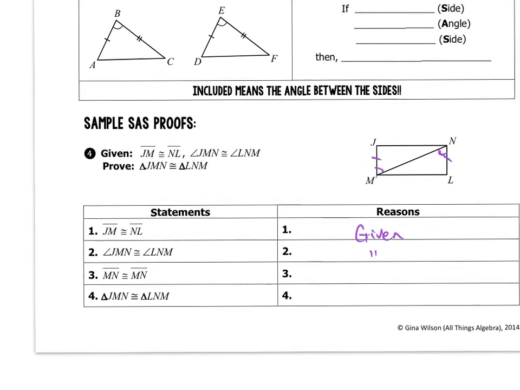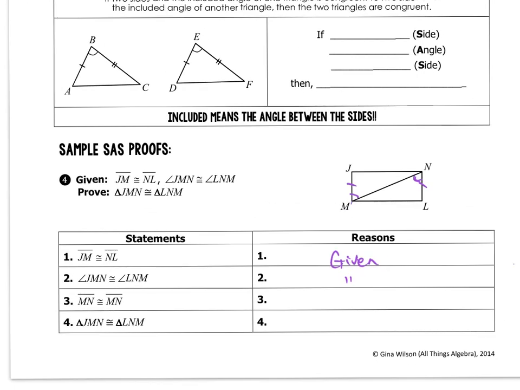Notice that if I can prove this line is congruent, that would be great. But obviously MN is congruent to itself by the reflexive property. And so now I have two triangles being congruent by SAS, right?